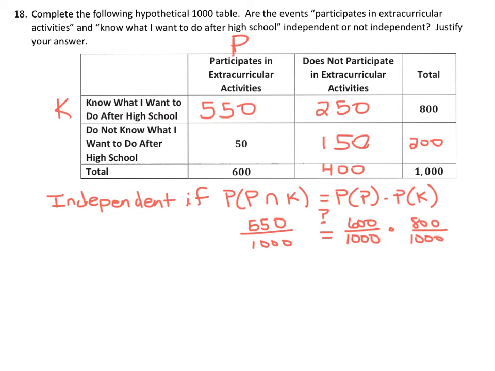All right, so now let's just see if these two sides of the equation are equal to each other. 550 over 1,000, if you want to change that to a decimal, that would just be 0.55. We want to know, is that equal to? Well, if you were to multiply these out, 0.6 times 0.8, or you can plug them in your calculator, that gives you 0.48. Okay, these two are not equal. 0.55 is not equal to 0.48. So what we can say is that no, they are not independent.